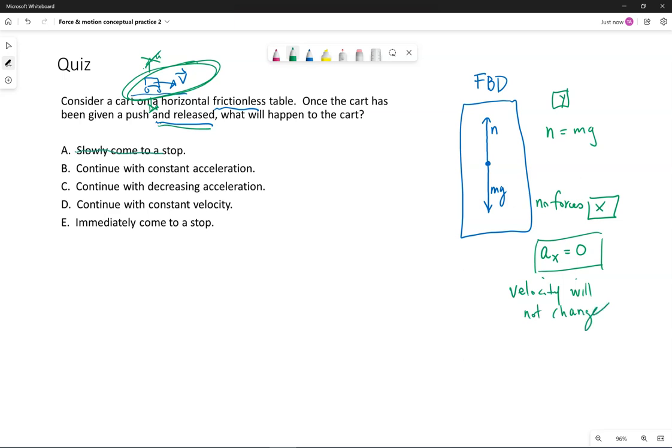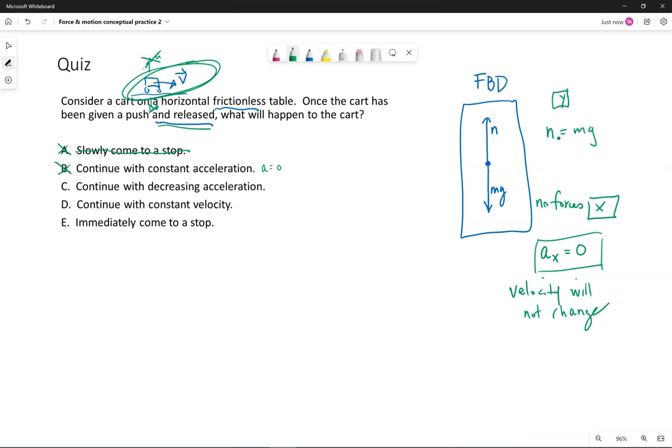So it cannot come to a stop. There'd have to be friction to stop it, or some other force to stop it. Technically, it's going to continue with an acceleration of 0. So that is constant, but that is only one example of a constant acceleration. When we say continue with a constant acceleration, we imply just a constant number, not necessarily 0. So B is not the answer.